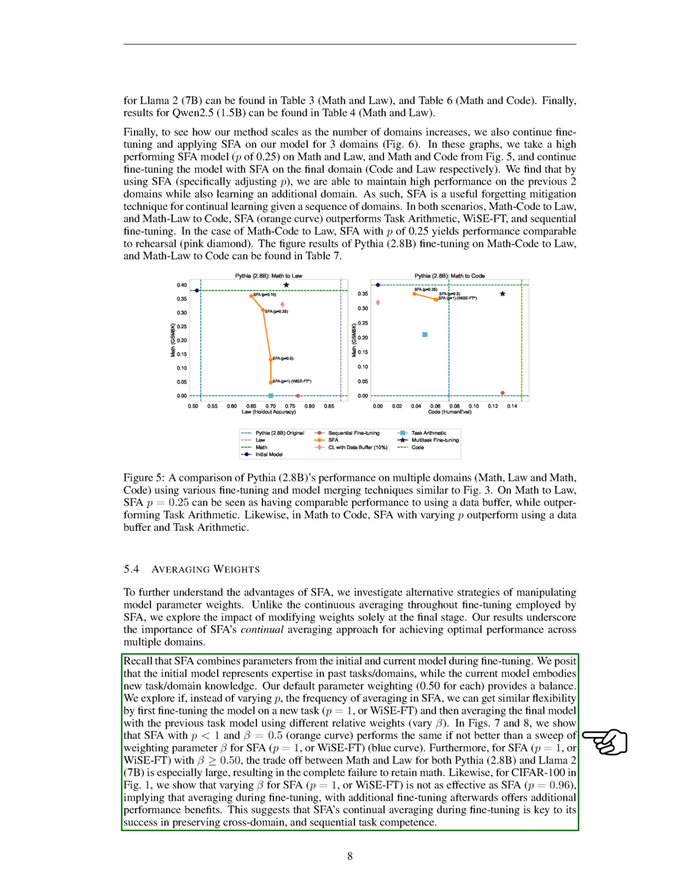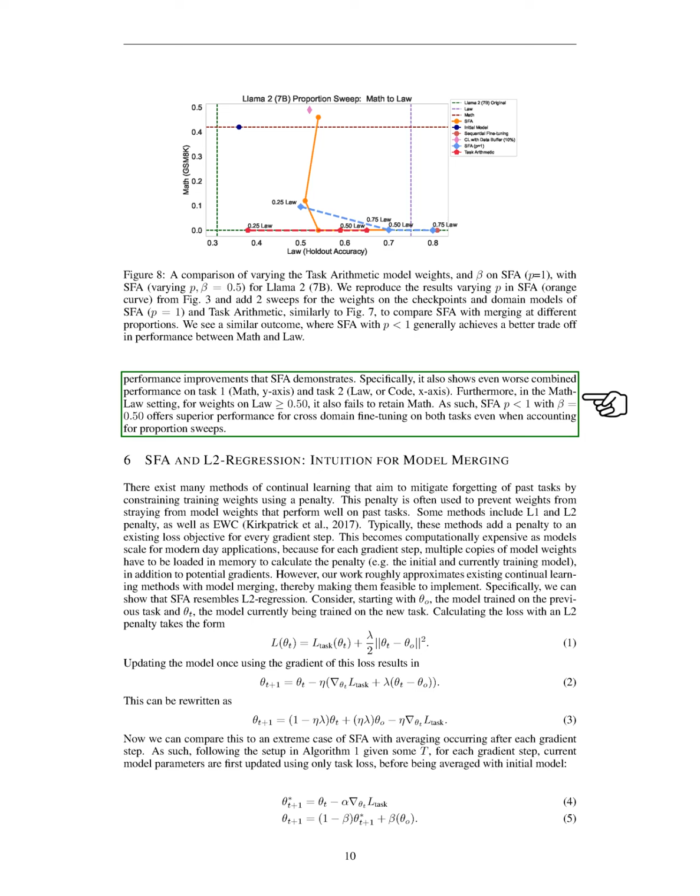We also test if we can achieve similar flexibility by first fine-tuning on a new task and then averaging the final model with the previous one using different weights. Our results show that SFA with a P less than 1 performs as well as or better than the alternative methods. Additionally, we observe that for certain weight settings, other methods fail to retain knowledge from previous tasks, while SFA maintains superior performance. Overall, our analysis confirms that SFA's continual averaging during fine-tuning is crucial for preserving competence across different tasks and domains.